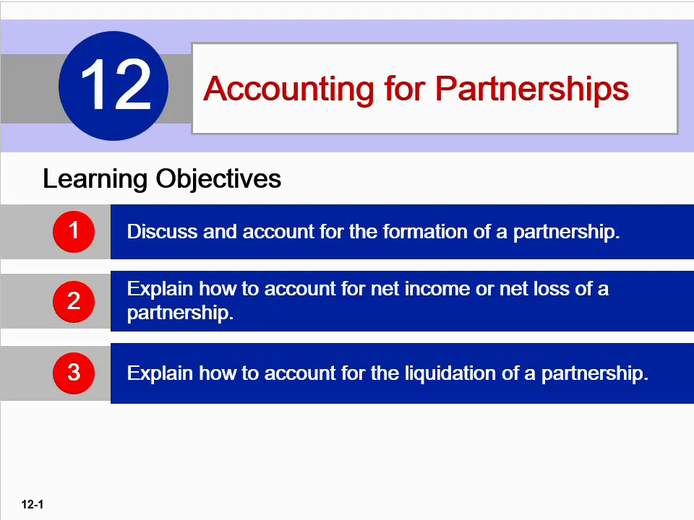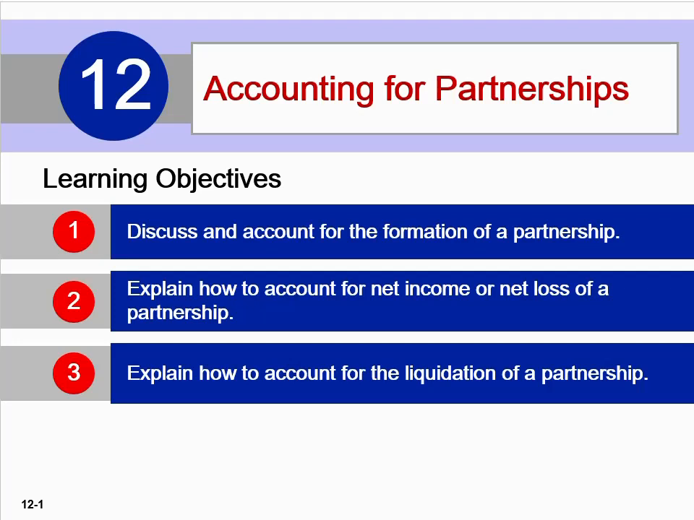Then the second learning objective is how we are going to distribute or record the net income or net losses of the partnership. Meaning when we prepare the income statement or the financial statements at the end of the year for a partnership, how are we going to distribute the losses or the gains or profits between the partners. And then the third learning objective is about the liquidation of the partnership.